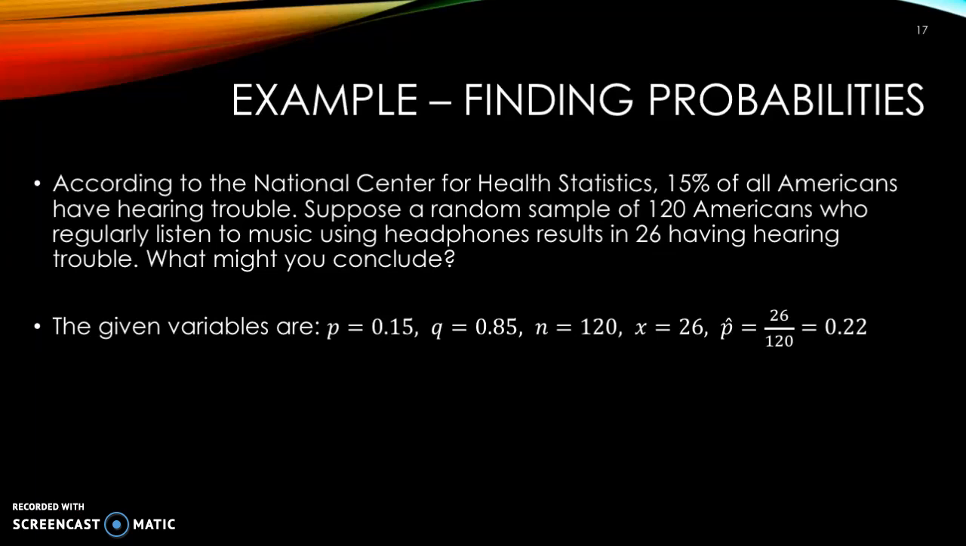That also tells me that q, my probability of failure, is 0.85 because p and q always have to add up to 1. My sample size is 120, so n is 120. It does not give me a proportion directly for my sample. It tells me how many individuals in the sample were observed as having hearing trouble. So I have to calculate p-hat myself by taking x over n, 26 over 120. I rounded this to 0.22.